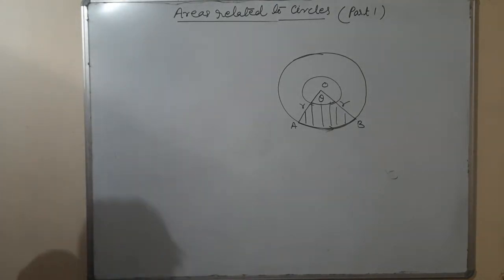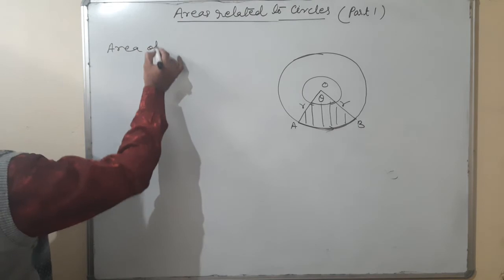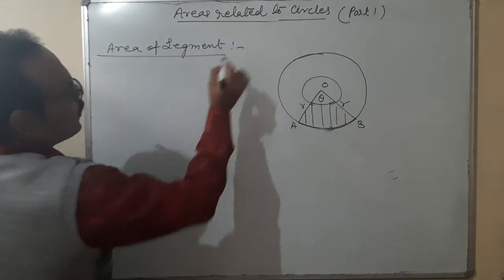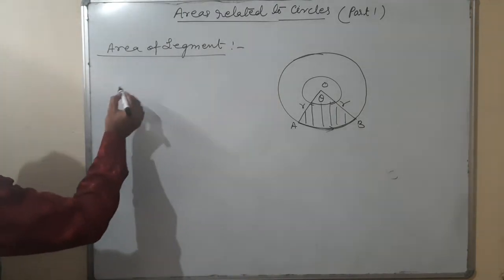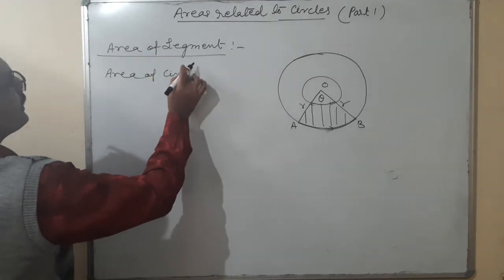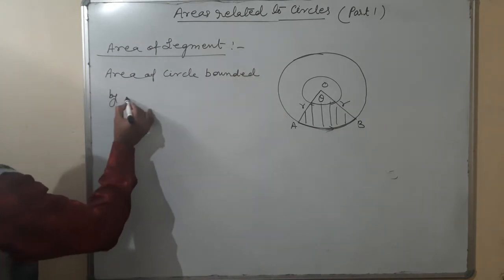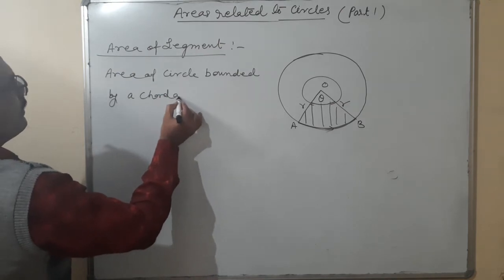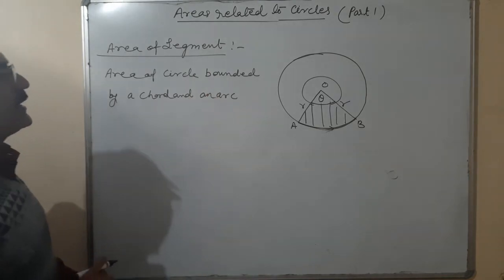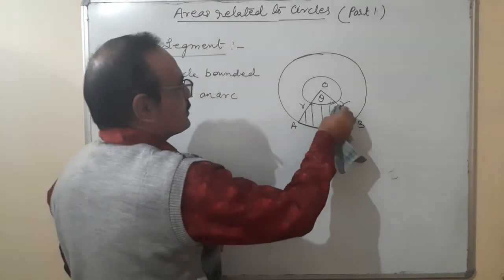Second one is, we are discussing about area of a segment. What is segment? Area of circle bounded by a chord and an arc. Area of circle is bounded by a chord and an arc. Okay. Suppose here we are talking about this portion.